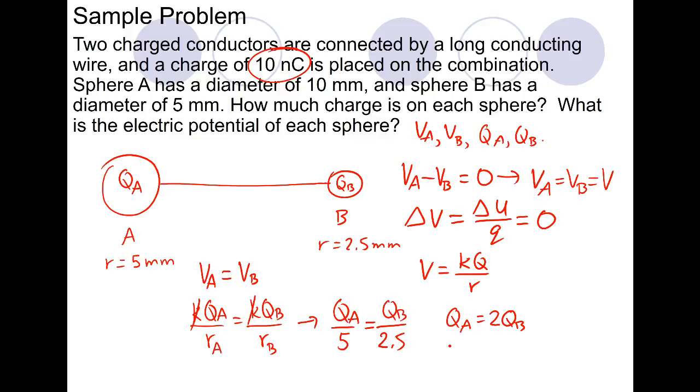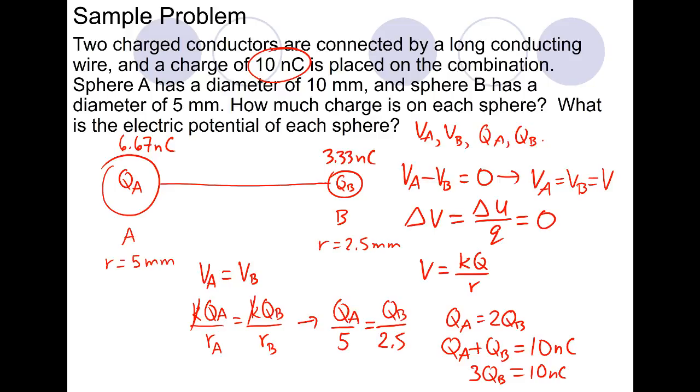Now we're also given that it's a total charge of 10 nanocoulombs. So that means that we can also say that QA plus QB is equal to 10 nanocoulombs. Plugging in that QA is 2 times QB, we get 3 QB is equal to 10 nanocoulombs, which means that QB is about 3.33 nanocoulombs. And then that means that QA is going to be about 6.67 nanocoulombs, not counting rounding.